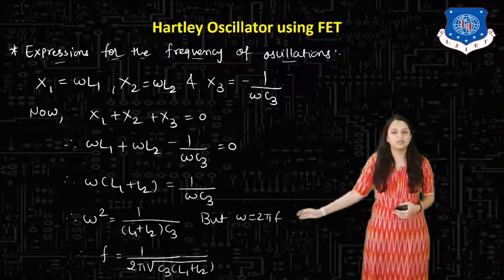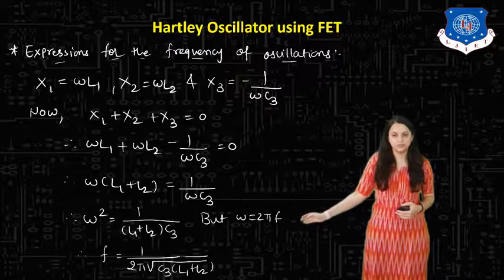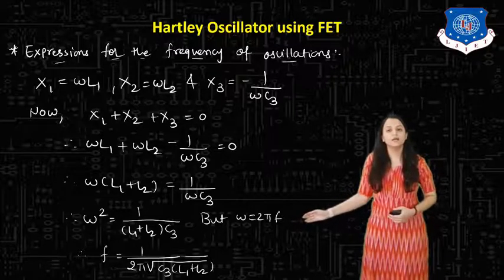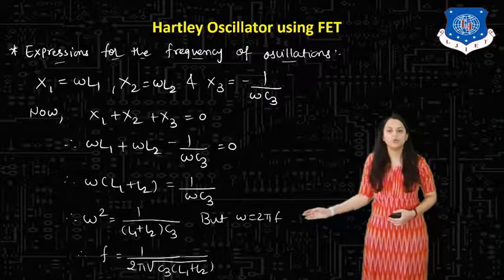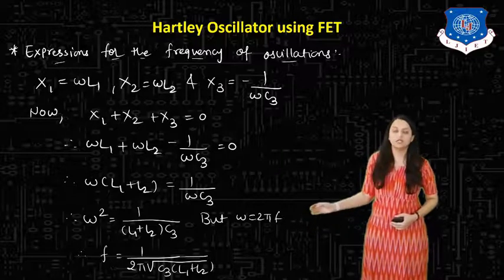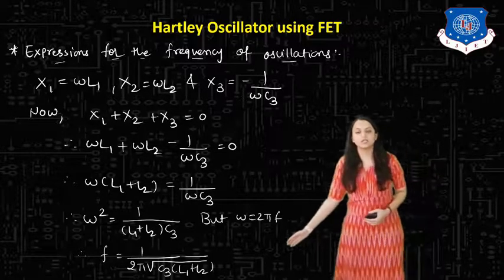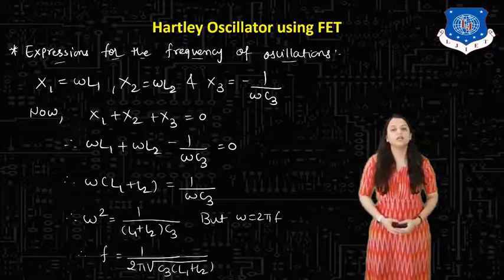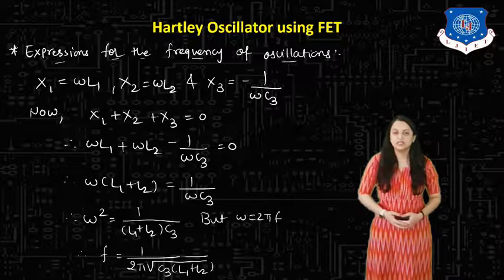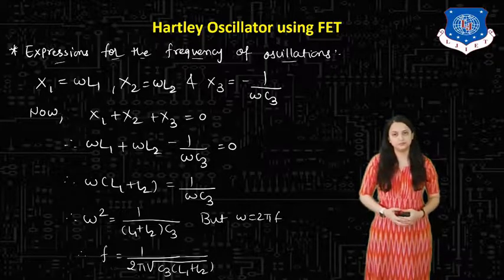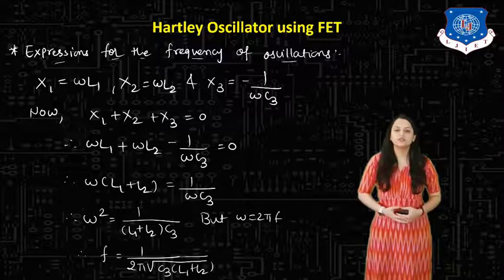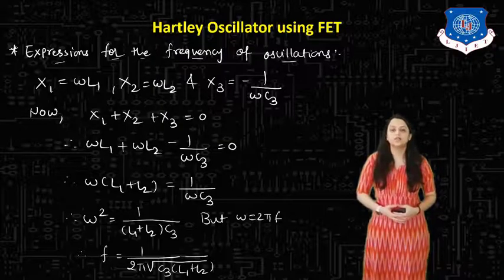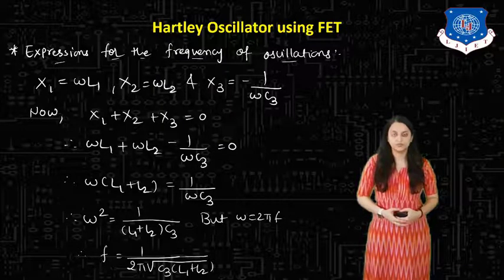Omega square equals 1 by (L1 plus L2) into C3. But we know that omega equals 2 pi f. So if you want to obtain the equation of frequency, we make frequency the subject. So we will obtain frequency f equals 1 by 2 pi under root of C3 into (L1 plus L2). So this is the output frequency formula for the Hartley oscillator using FET.